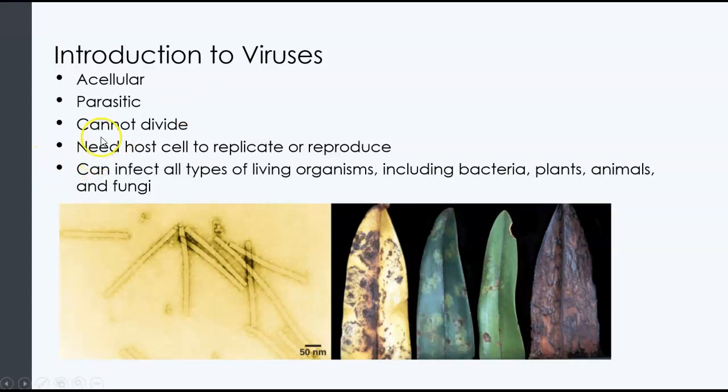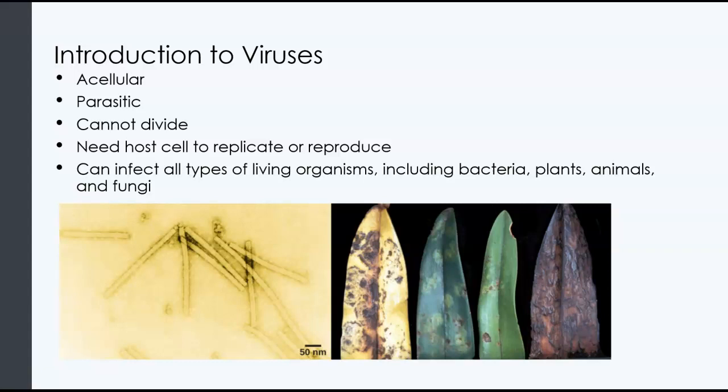organisms. They cannot divide. Now, the host cell can reproduce them, can make more of them, replicate them, but they cannot divide like cells can through mitosis or meiosis. They need a host cell to replicate or reproduce, and that host cell can be really all types of living things, including viruses can infect bacteria. If they do, they're called a bacteriophage.